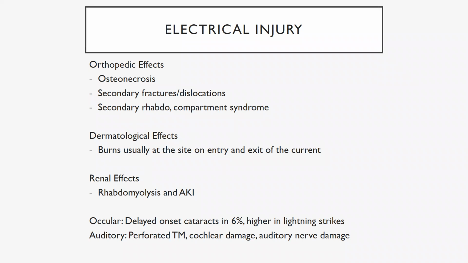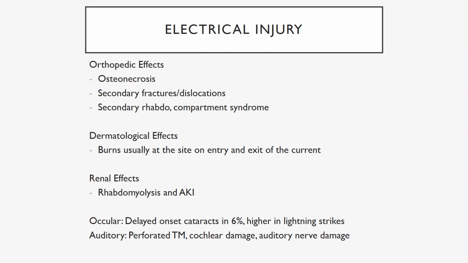And then with the rhabdo and compartment syndrome, especially with the rhabdomyolysis, you want to evaluate for kidney dysfunction, renal dysfunction, and AKI. And one thing to keep in mind, mostly with lightning injuries, is that it's a little bit different: in their initial evaluation, you need to have an ophthalmologic evaluation done, because these patients can have corneal burns, and they're at high risk for ocular cataracts from lightning, as high as like 6%.